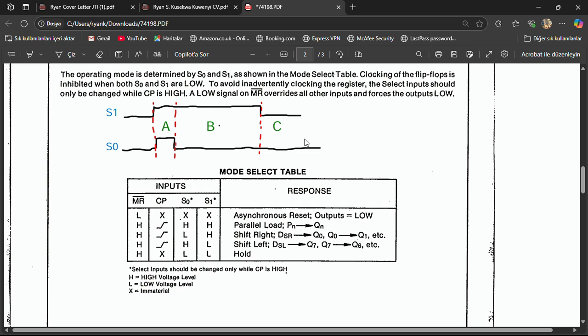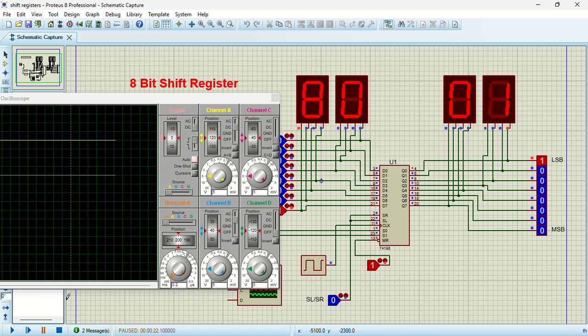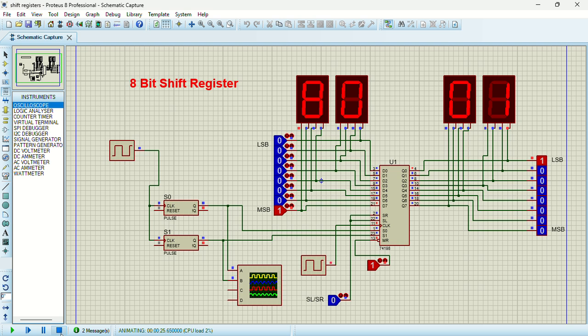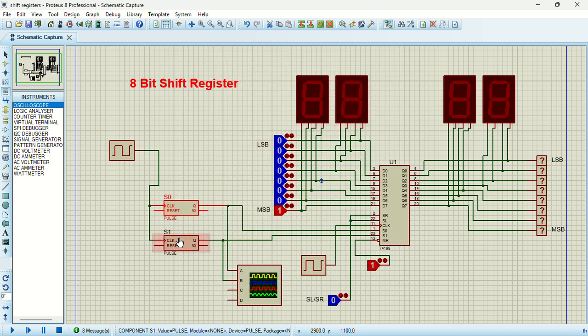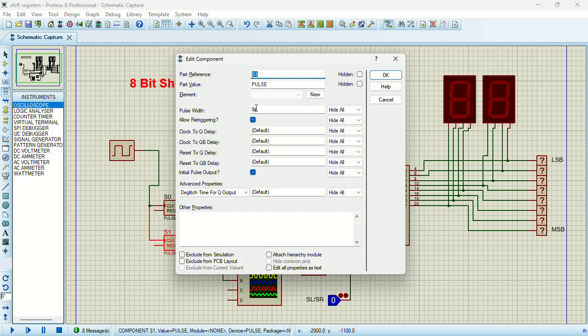So anyways, let's try to do a left shift real quick. Let me just stop this. In order for me to do a left shift, the only thing I really need to do is change the periods for the pulses. So here I'm going to have 8 seconds, and then here I'm going to have 0.5 seconds, 0.5 seconds.